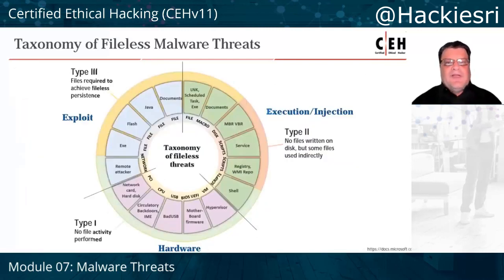The taxonomy of fileless malware threats is, as we can see on the screen, starting in the lower left quadrant. Type 1, no file activity performed, and this is shown by those inserts that are, I guess, a lavender color. And then in the powder blue on the upper left is type 3, files required to achieve fileless persistence. That's an exploit. And type 2 is execution and injection. In this case, which is type 2, no files written on this, but some files used indirectly. So those are the 3 variations on that.